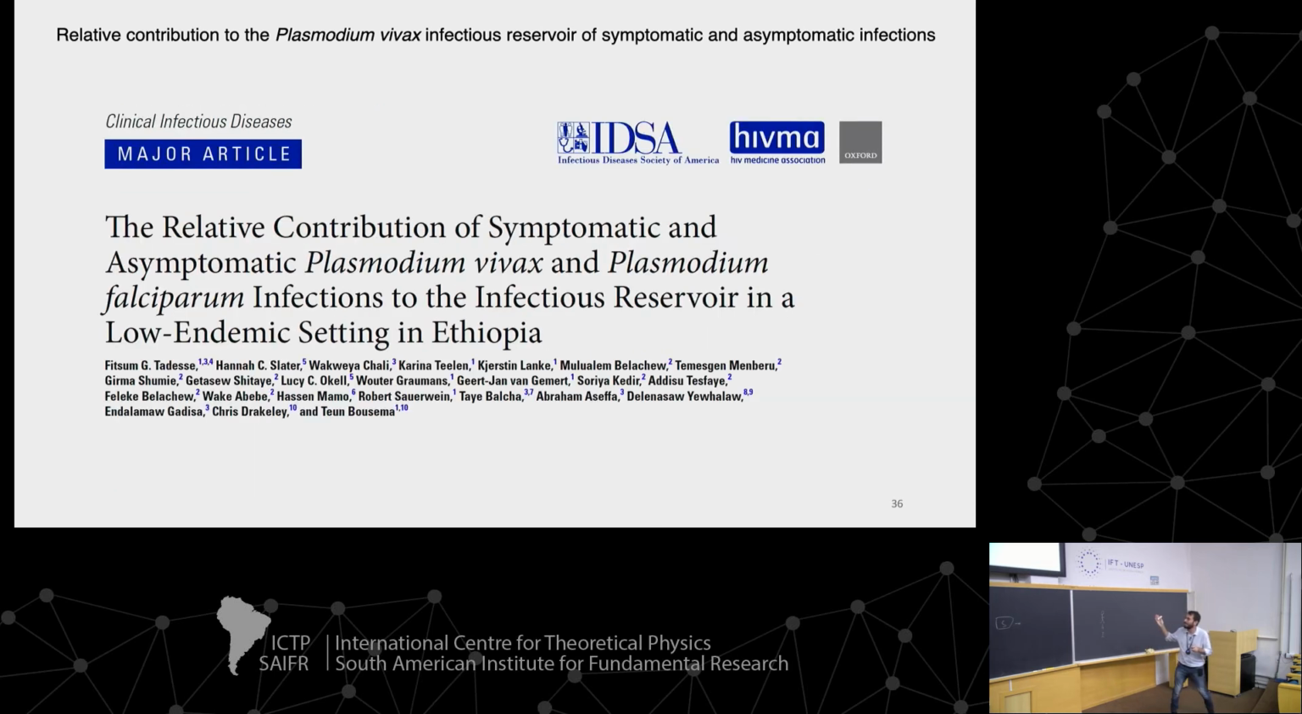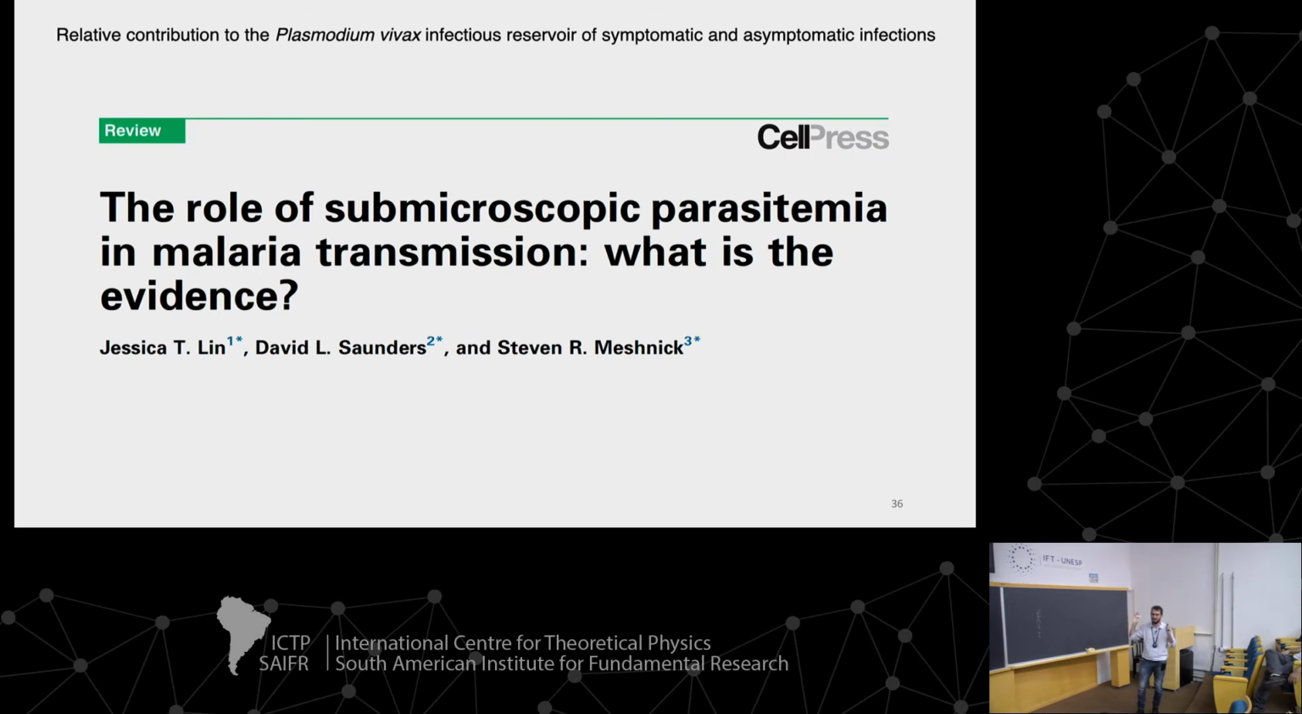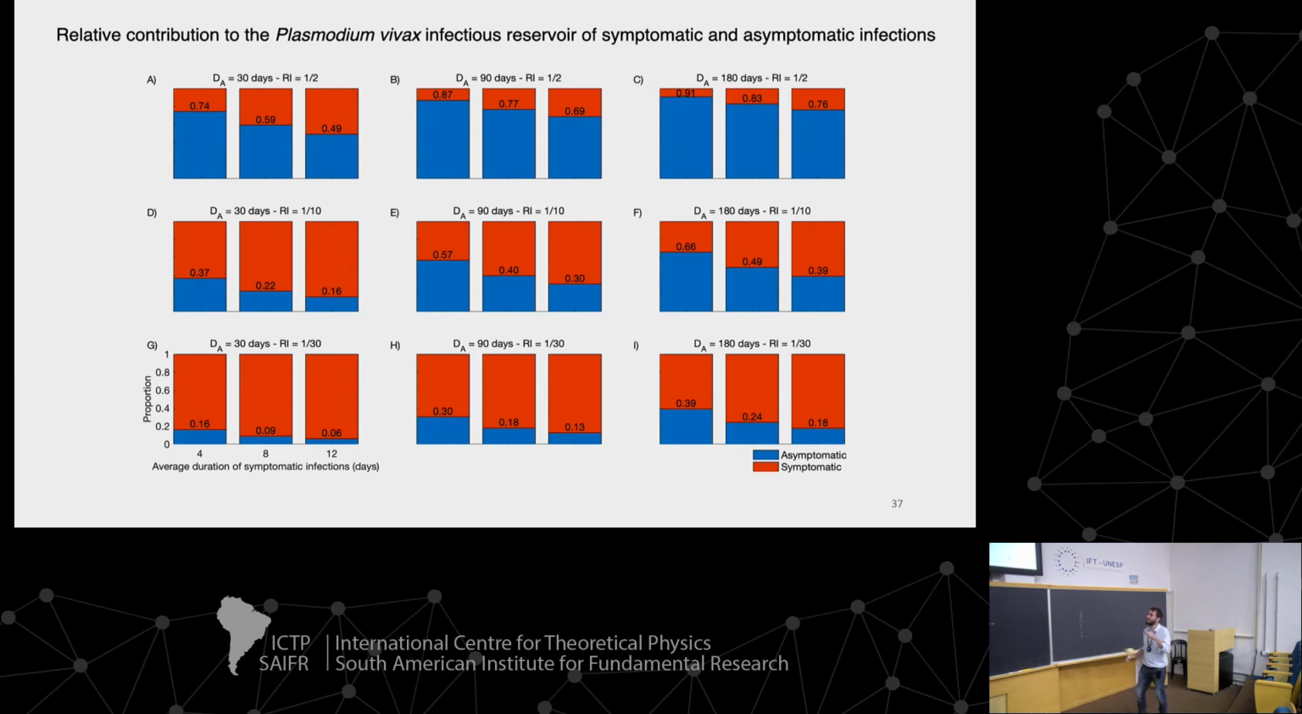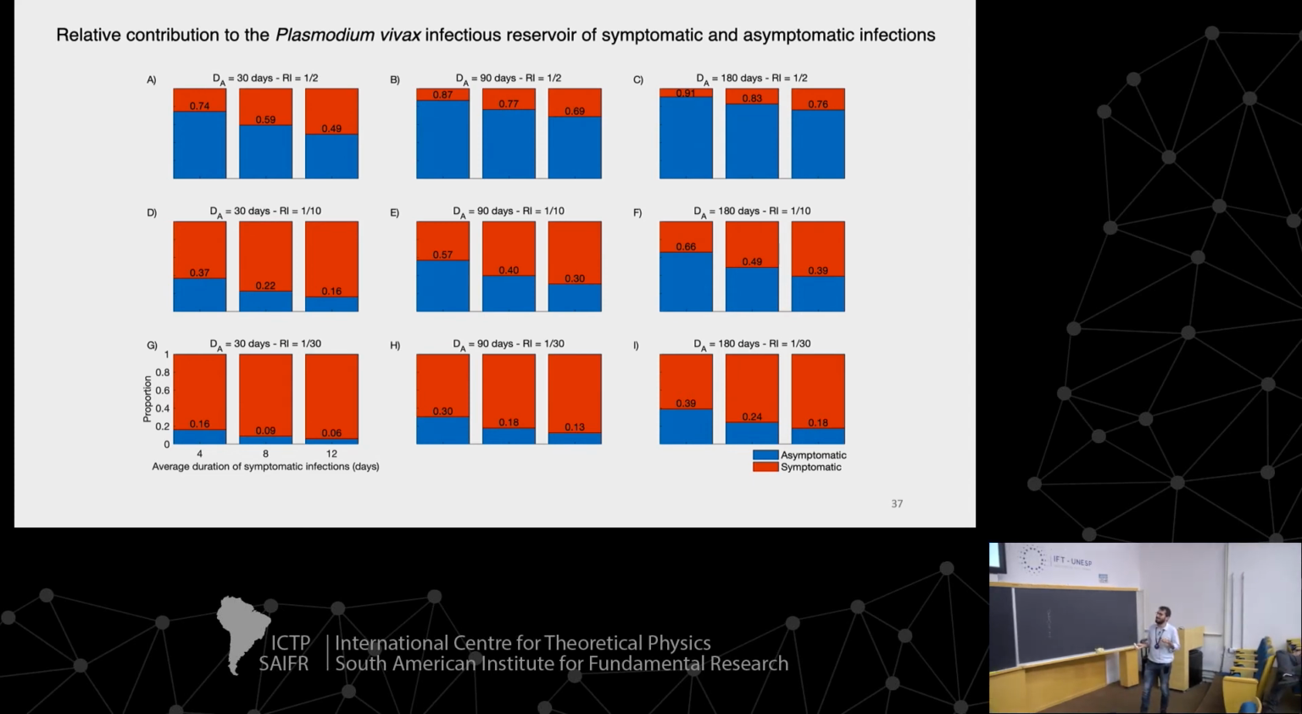There are many, many articles talking about this. There are no fixed values. So what we did, again, was check different scenarios. We considered that the relative infectiousness between infected and asymptomatic is half, 1/10, and 1/3. And then with those values and considering different asymptomatic durations, we have this scenario here.